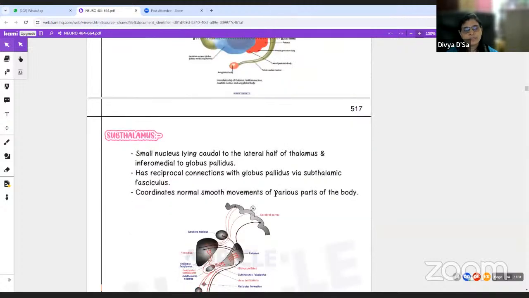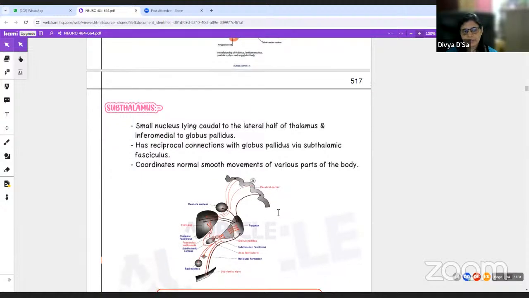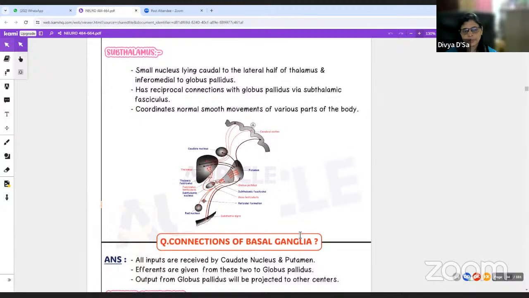So the subthalamus is a small nucleus lying caudal to the lateral half of the thalamus and inferior-medial to the globus pallidus. It has reciprocal connections with the globus pallidus via the subthalamic fasciculus and coordinates the normal smooth movement of various parts of the body.